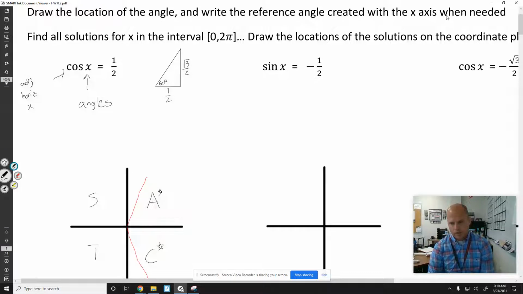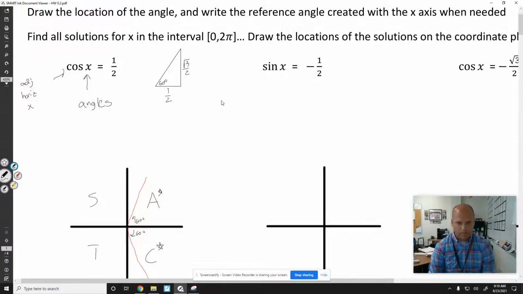It says draw the location of the angle, right? The reference angle is created when needed. What I'm saying is kind of what I just did here. Just draw where our solutions are. And that's repeated here: draw the locations of the solutions on the coordinate plane. So now we need the correct radian measurements with 60-degree angles.